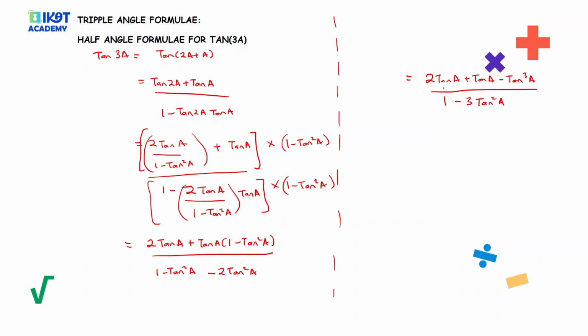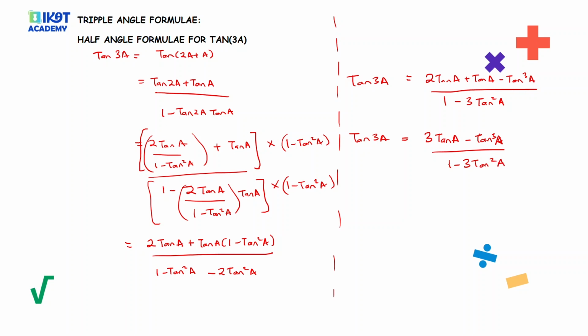So this is tan 3a and this is tan 3a. So what is tan 3a finally? Tan 3a is 3 tan a minus tan cubed a out of 1 minus 3 tan squared a.